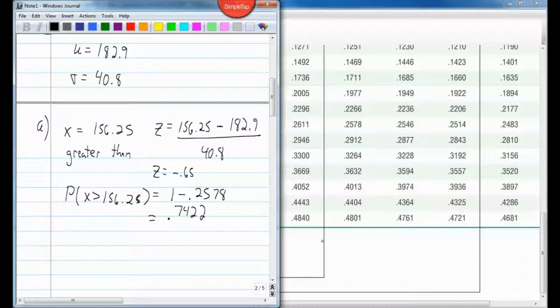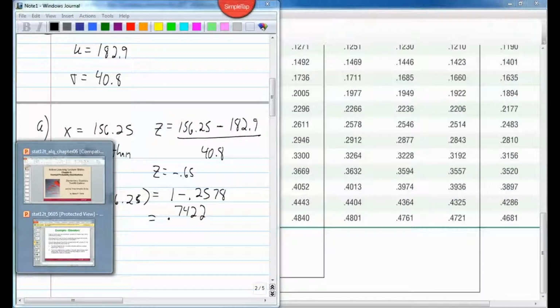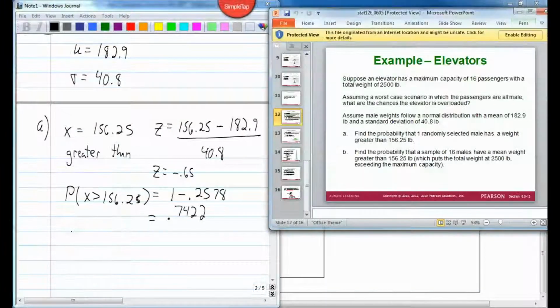Alright. So we should have been able to do that before looking at this. Let's see what Part B gives us. Find the probability that a sample of 16 males have a mean weight greater than 156.25. It says, which puts the total weight at 2,500 pounds, exceeding the maximum capacity.